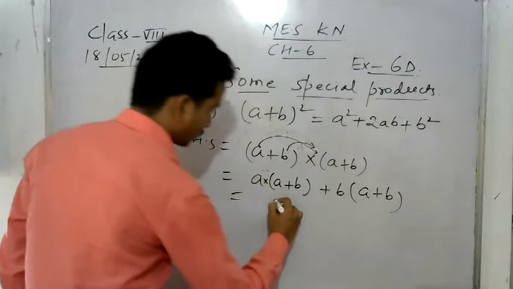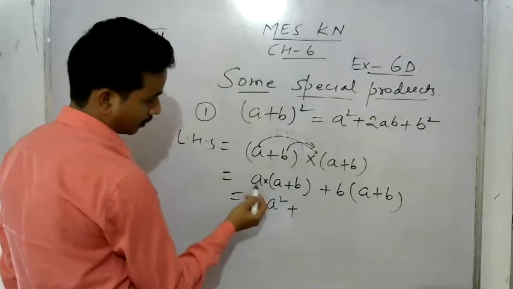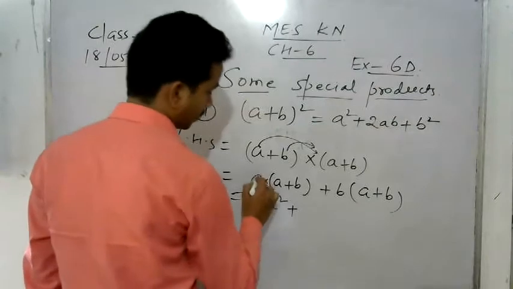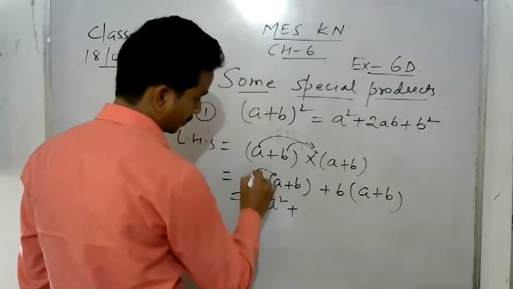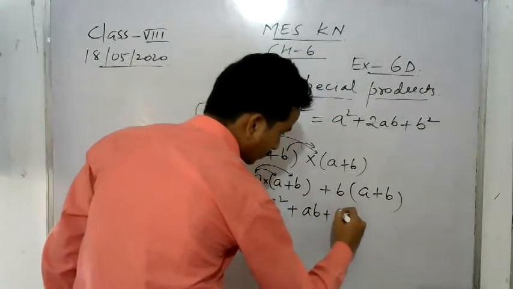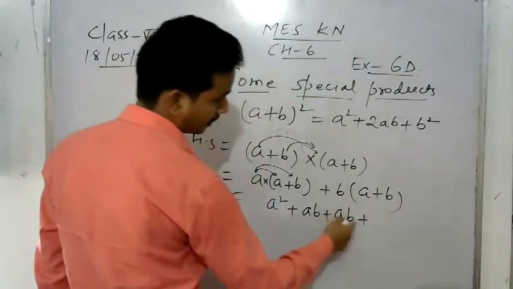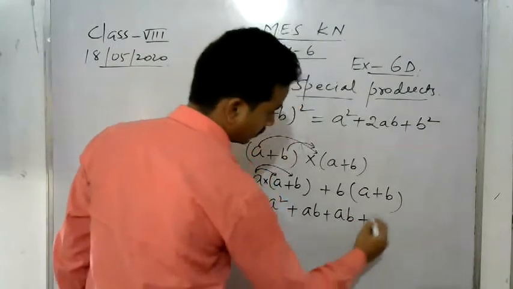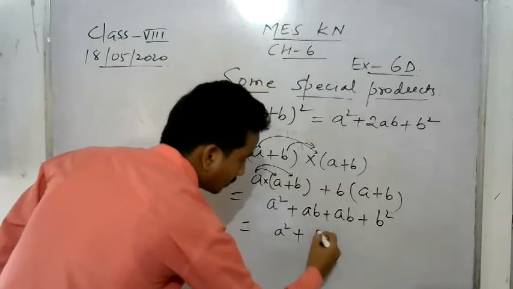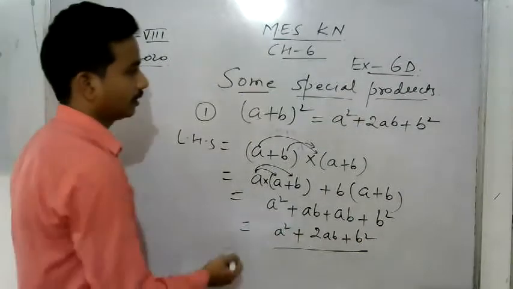Now a into a is a square, a into b is ab. This is the product of monomial into binomial or monomial into polynomial. So we have already learned how to multiply. a into a is a square, a into b is ab, plus b into a is again ab. AB and BA are the same thing, so I can write it as ab. Now b into b is b square. So a square plus ab plus ab is 2ab plus b square. This is how you will derive it.